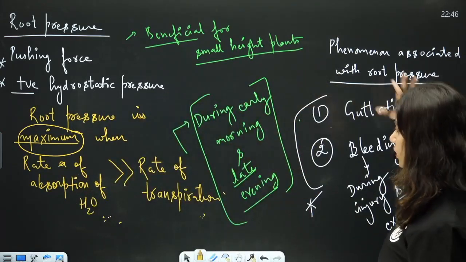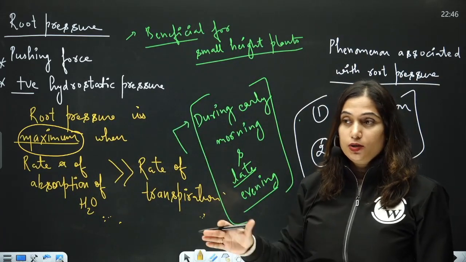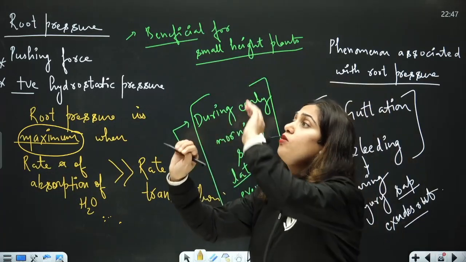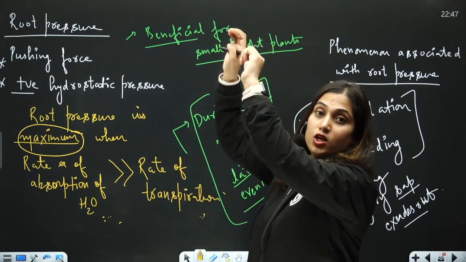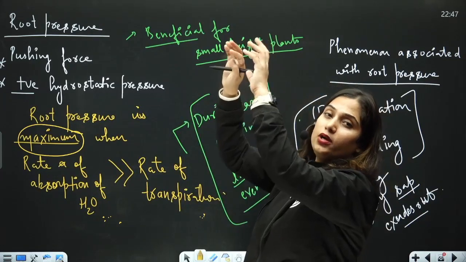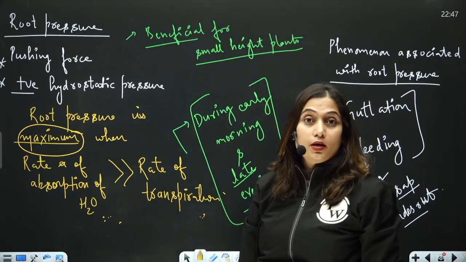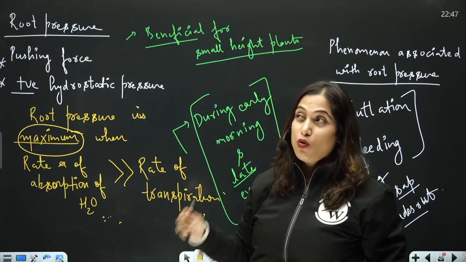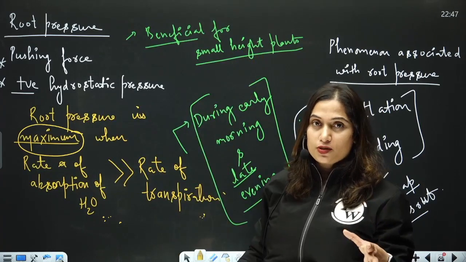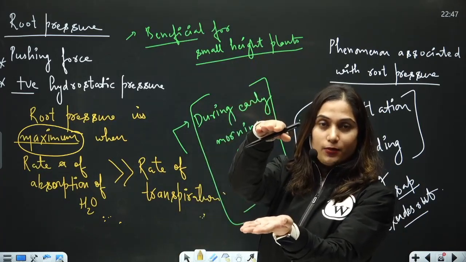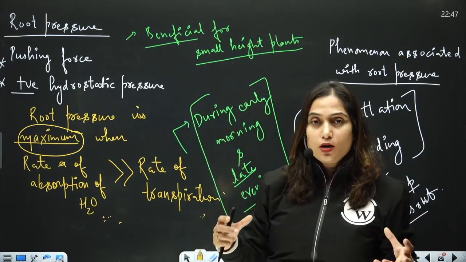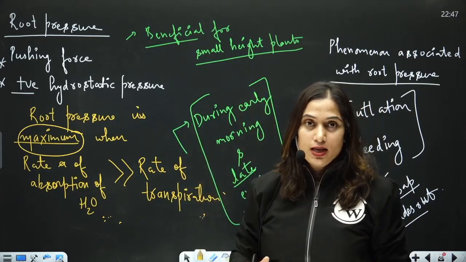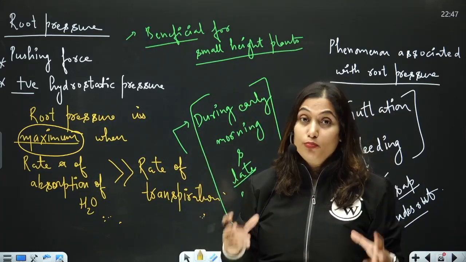Now the root pressure is not very beneficial for plants which have a great height, because root pressure has to move against gravity. So after a height, it will be like this. Because root pressure has to work against gravity, for very tall plants it is of no use. It is beneficial only for small plants. And moreover, root pressure is not the major force in the ascent of sap. It is just a supporting force. The main force is transpirational pull. Okay.